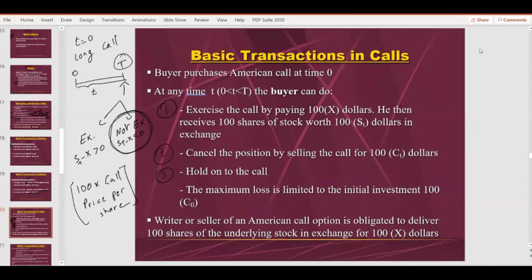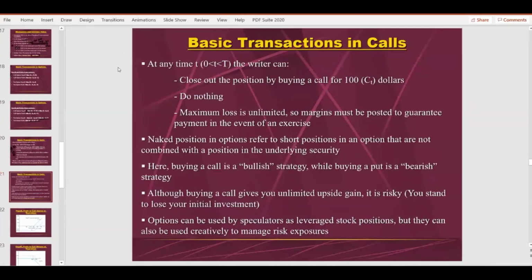Now for the seller of this option, the party with the short position on this call, the seller is obligated to deliver 100 shares of the underlying in exchange for 100 times X dollars. So now, what can the writer do at any point in time between time t equals 0 and the expiry date? The investor can either close out the position by buying a call option to close the short position, or simply decide to do nothing and keep waiting till the expiry date.